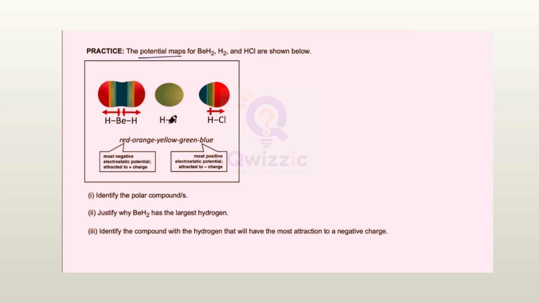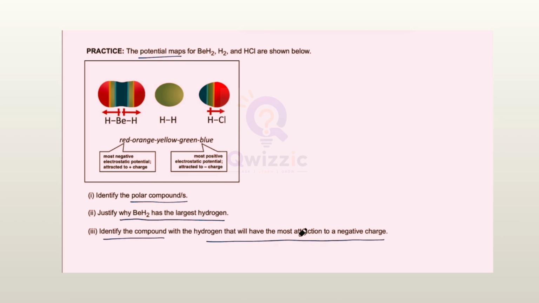Then in the middle, we have the atom H2, which is just a green, solid green oval. And then on the right, we have HCl, which looks sort of like an Easter egg. On the H side is a smaller blue side, and then a band of green, band of orange, and a larger end of red. We have three questions here. Number 1, identify the polar compound or compounds. Number 2, justify why BeH₂ has the largest hydrogen. And number 3, identify the compound with the hydrogen that will have the most attraction to a negative charge.